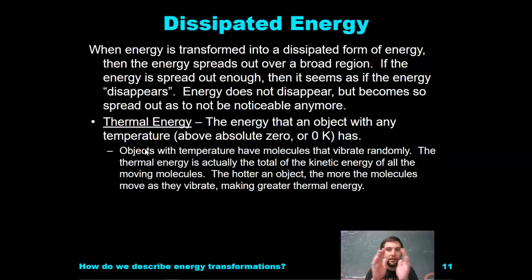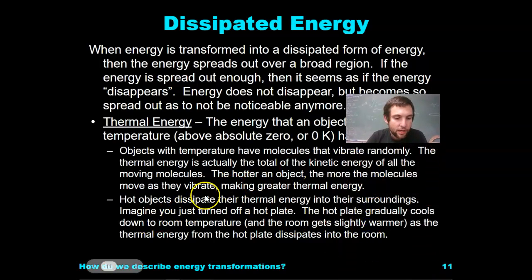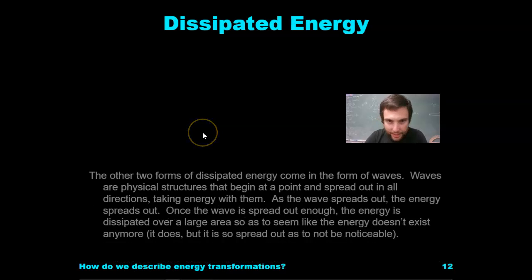So in a cool object, you can think about the molecules vibrating like this, and then as you increase the temperature, they start going faster and faster and faster. And temperature is the average of those kinetic energies. Hot objects dissipate their thermal energy into their surroundings. If you just turned off a hot plate or a hot stove, the hot plate gradually cools down to room temperature, and the room will then get slightly warmer as the thermal energy from the hot plate goes into the room. Obviously, on a stove, the energy is concentrated to this tight little circle, but the room is enormous. So as that energy goes out, it gets spread out and seems to disappear, but it can't.